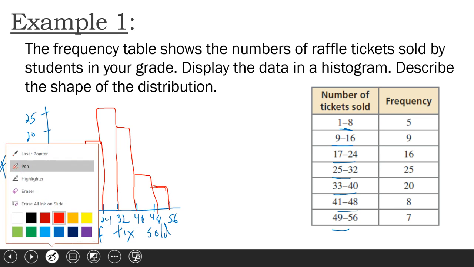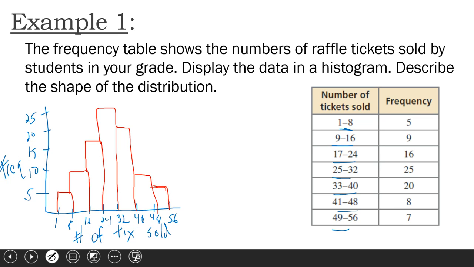We can see here it's not perfectly symmetric, but if I draw my curve, it's going to look something like that. So the shape of the histogram here would be symmetric, okay? It makes that mountain shape. It's the same on both sides with a single peak, so it's symmetric.